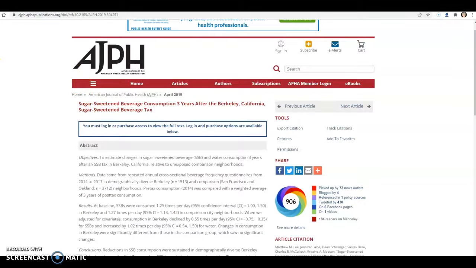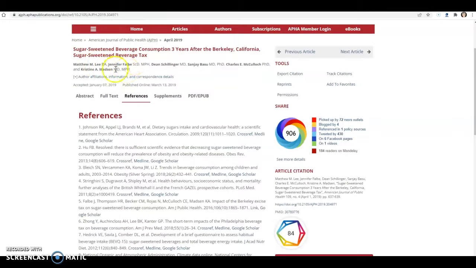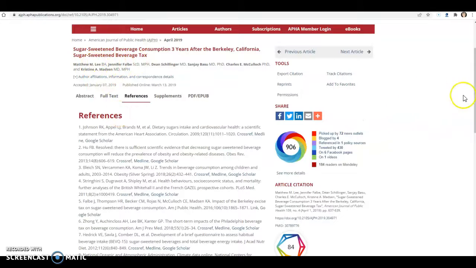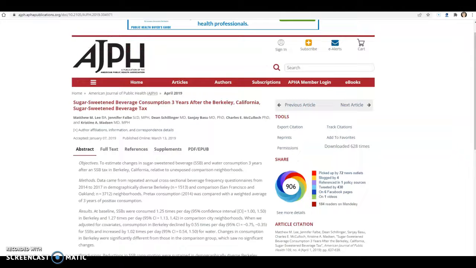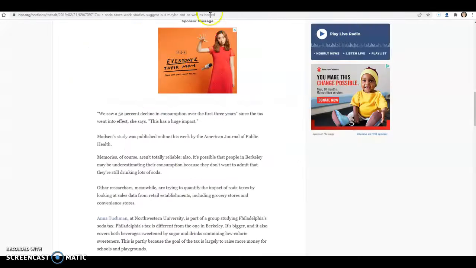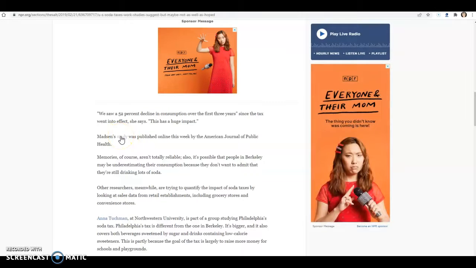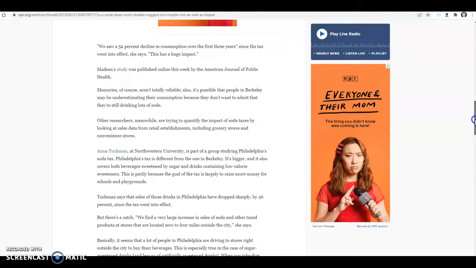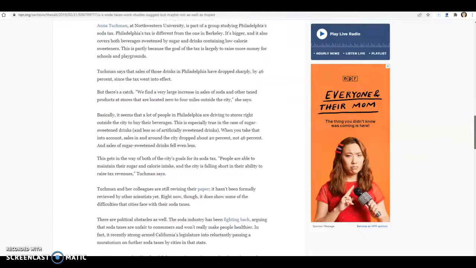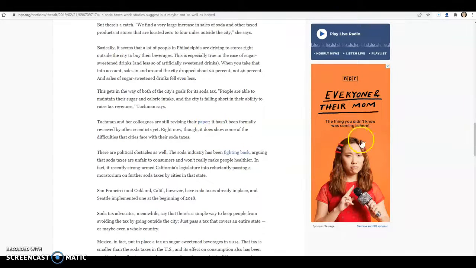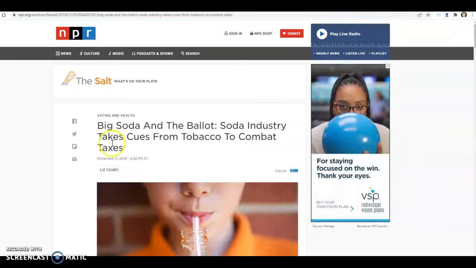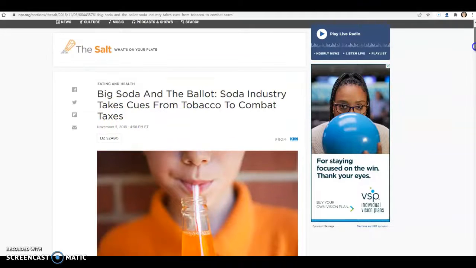We can see the abstract. We know that this is published in a very well-known academic journal, and it has these different things. So that's pretty cool, and it linked us to it. Let me go back right here. Another person, Anna Tuchman, I'm not sure, and it has links to their paper. And then it says the soda industry has been fighting back. So they have a link to an article earlier, about 6 months earlier.